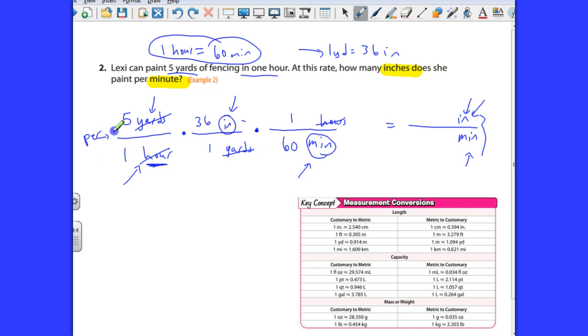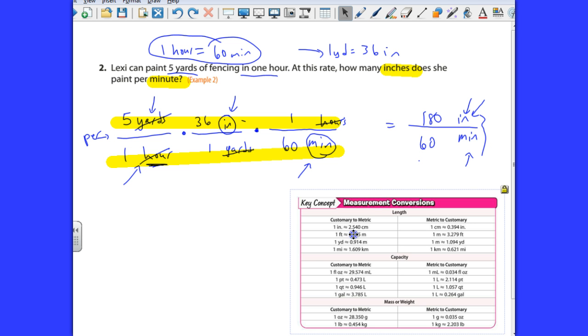So what we're going to do is multiply straight across 5 times 36 times 1. That works out to be 180. And then we're going to multiply straight across the bottom. 1 times 60 is 60. So you divide 180 inches divided by 60 minutes. I will write the answer over here. 180 divided by 60 is 3. That would be inches per minute.